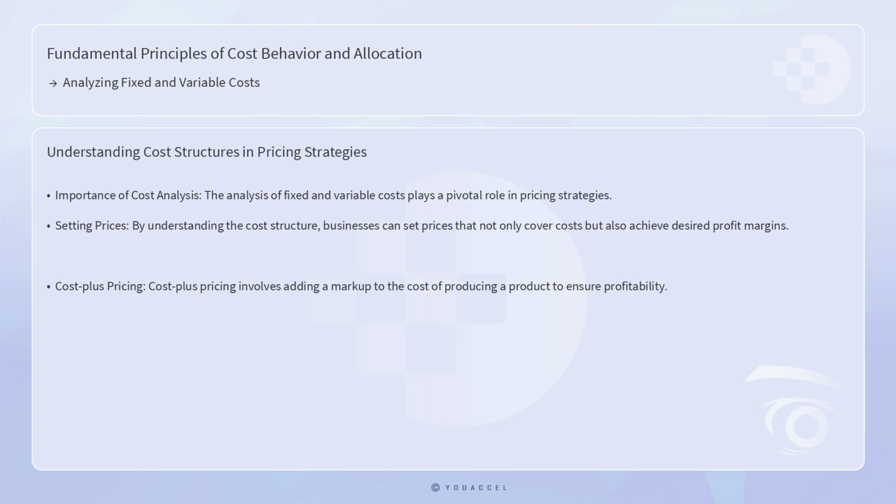The analysis of fixed and variable costs also plays a pivotal role in pricing strategies. By understanding the cost structure, businesses can set prices that not only cover costs, but also achieve desired profit margins. Cost-plus pricing, for example, involves adding a markup to the cost of producing a product to ensure profitability. This approach requires a thorough understanding of both fixed and variable costs to determine an appropriate selling price.